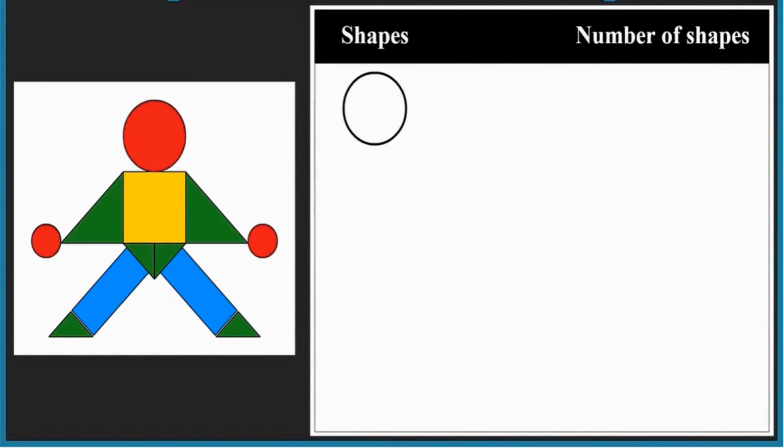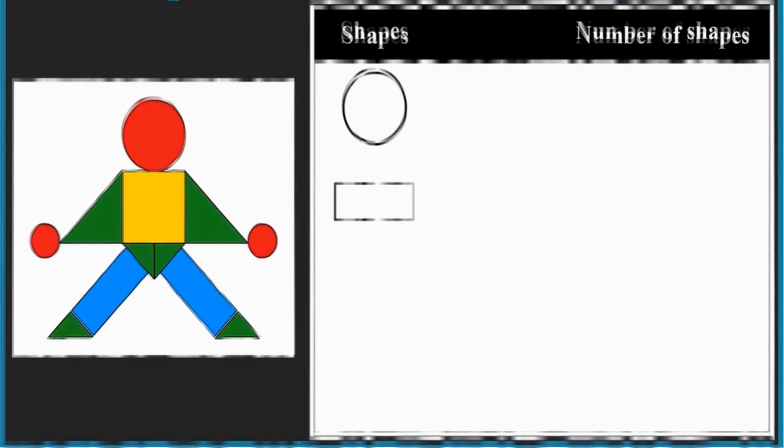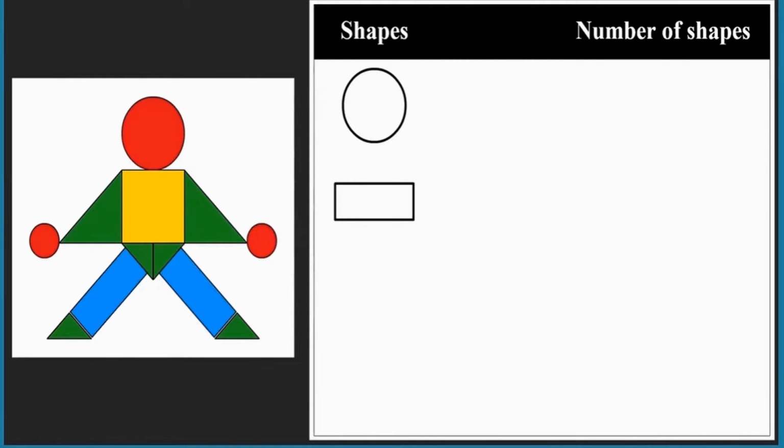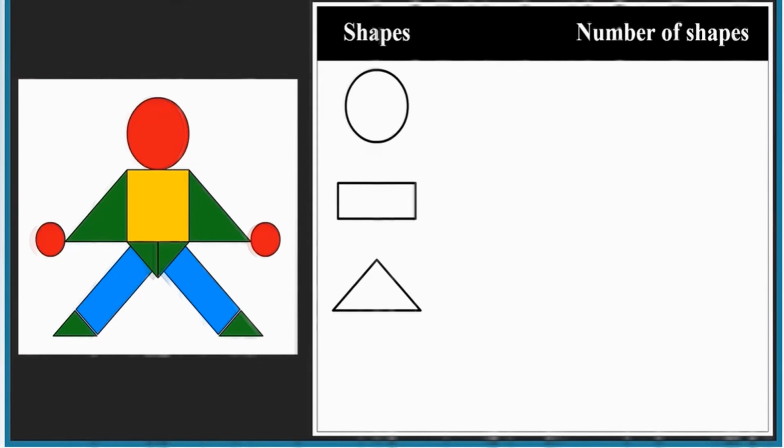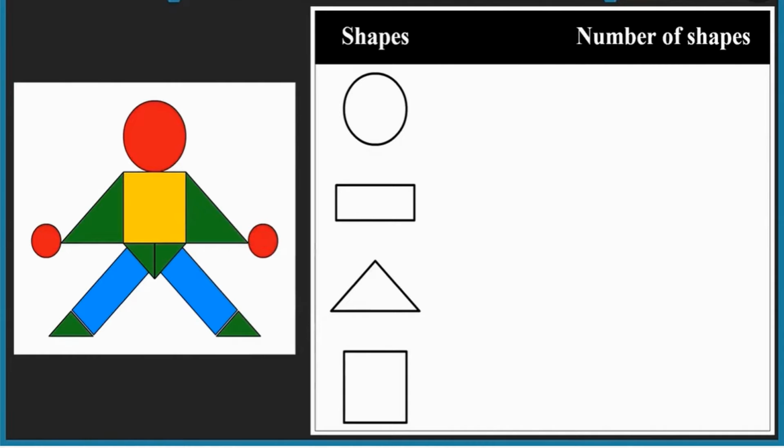This shape is a circle. This is a rectangle. This is a triangle. And this is a square. Come on, now tell me once again the names of these shapes.